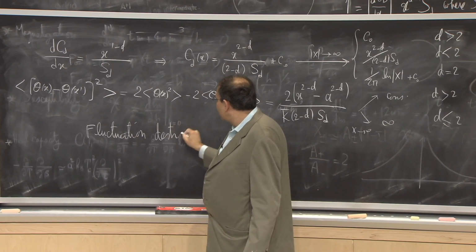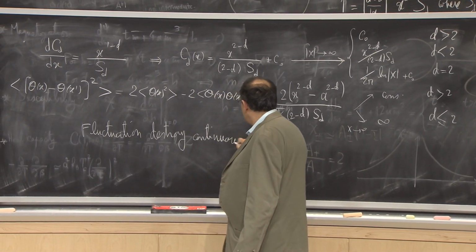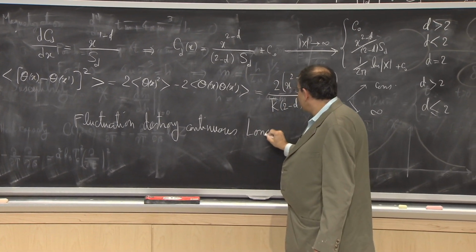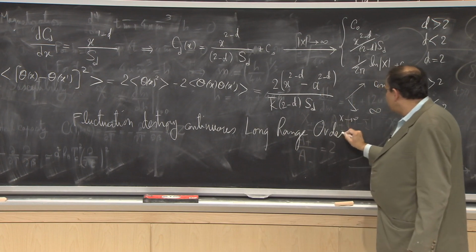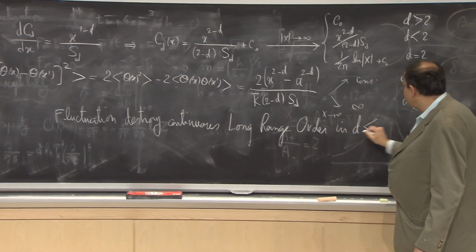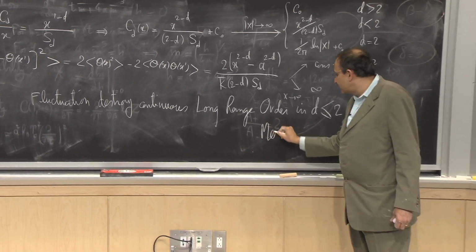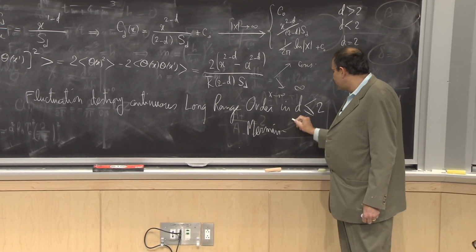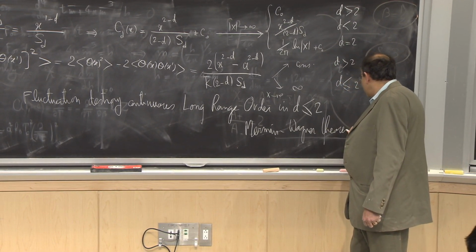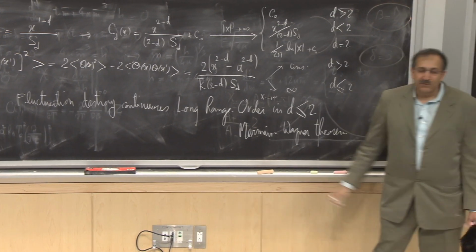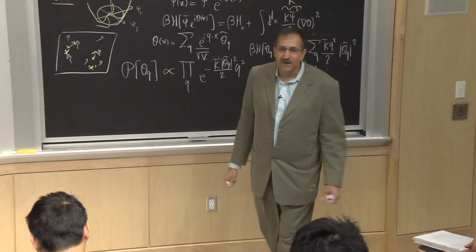So fluctuations destroy continuous long-range order in dimensions that are less than or equal to 2. This is called the Mermin-Wagner theorem. So you shouldn't have any, for example, superfluidity, magnetization, anything in 2 dimensions or 1 dimension.